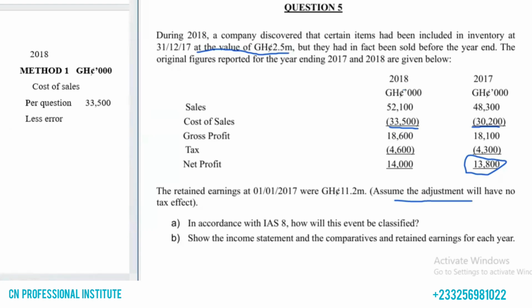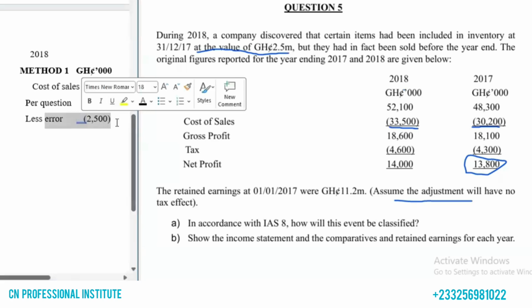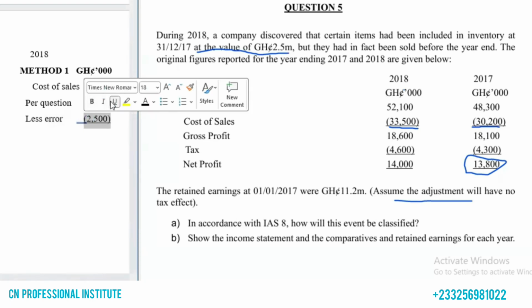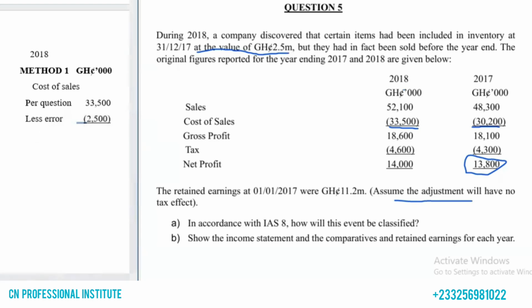So we said the error is 2,500. We less the error, and this will give us 31,000. So we have the adjusted cost of sales. Adjusted cost of sales is 31,000.